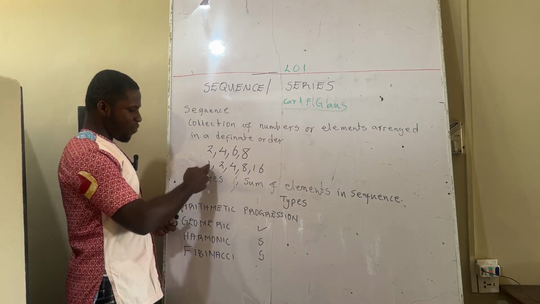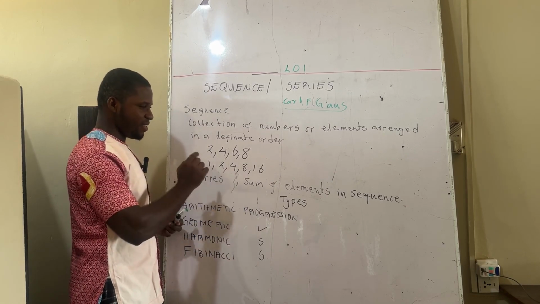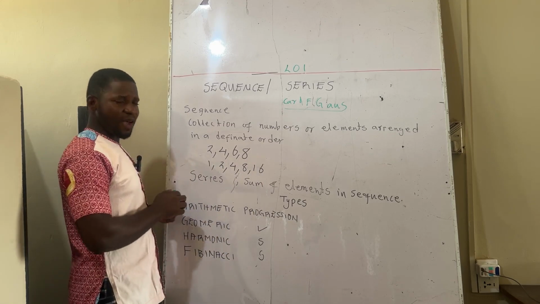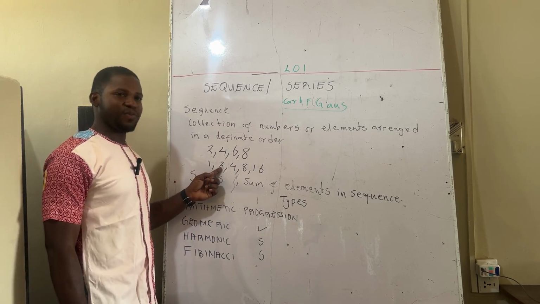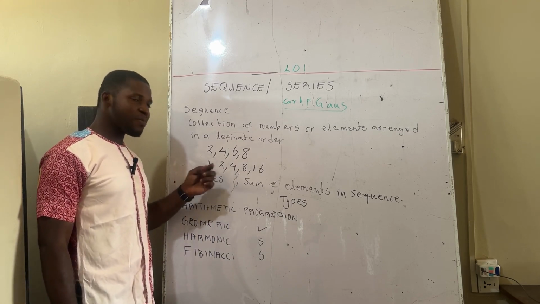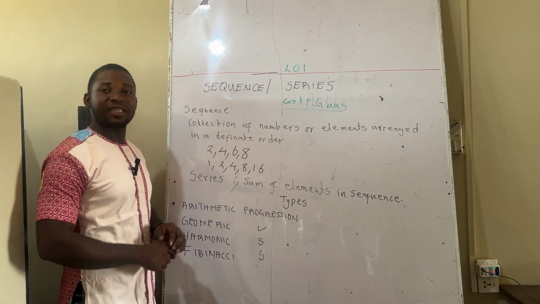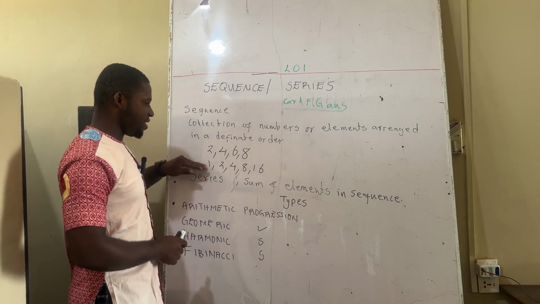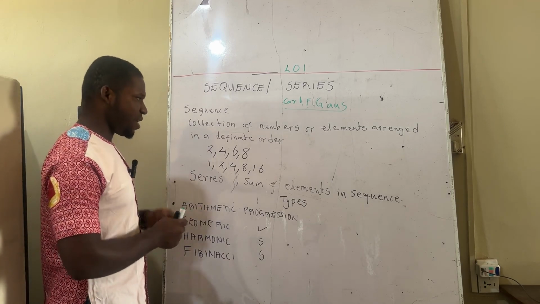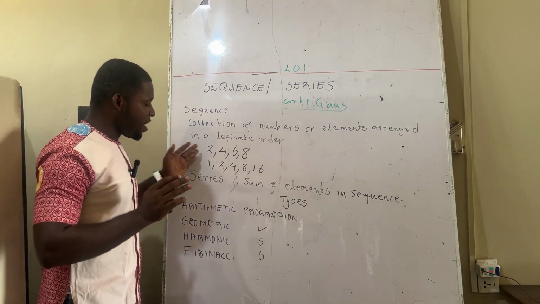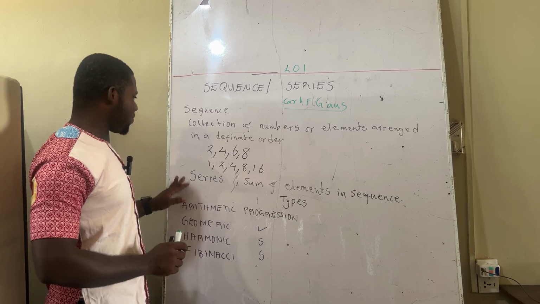Let's look at this. I have 1, 2, 4, 8, 16. This is an example of a sequence. Why? When I multiply 1 by 2, I get 2. I multiply 2 by 2, I get 4. I multiply 4 by 2, I get 8. I multiply 8 by 2, I get 16. So this is an example of a sequence. That is the simple way of continuing a sequence: you just multiply by 2 to get the next one. Let's look at the next heading.